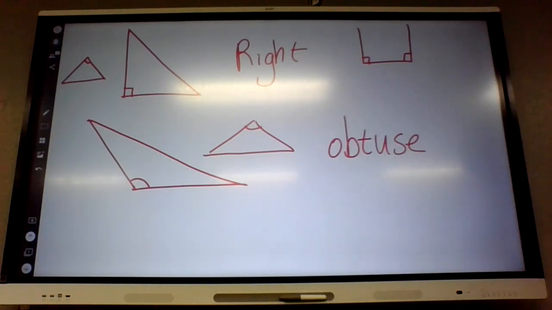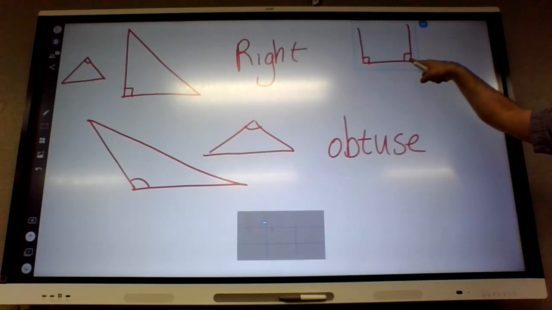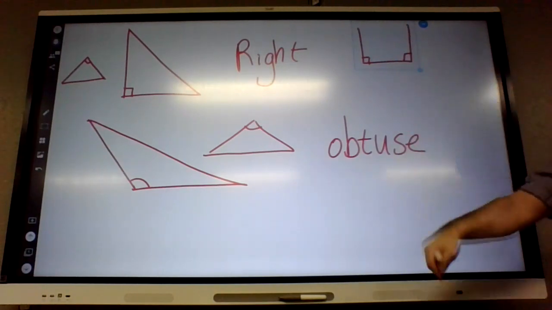If it's something equal to 90, the rest have to be less than 90. You can't have two 90 degrees in a triangle because that leaves nothing for the third angle.